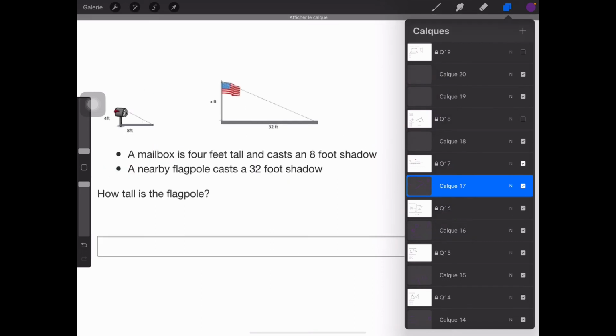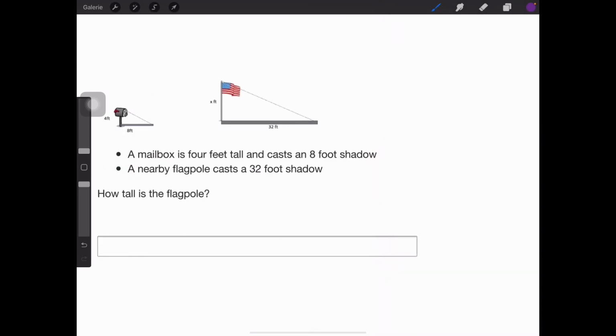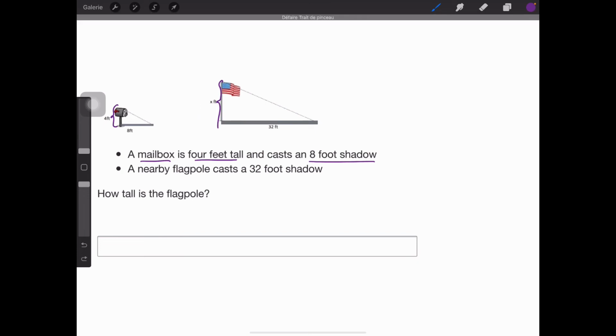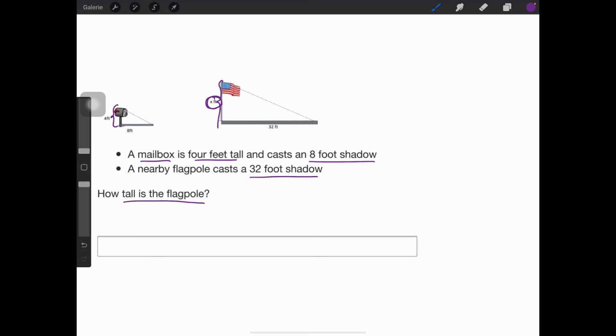All right, we are close to the end, almost there. Number 17, we have a shadow problem. We have a mailbox, which is 4 feet tall, and we have a helpful image here, which has the picture for us, 4 feet tall, and an 8-foot shadow, so 8 foot across. I would normally be drawing these, but since we have a picture, why not use that? And we have a flagpole. We don't know the height. It's who knows how tall. And it has a 32-foot shadow. It's asking how tall is the flagpole? So what is the value of X?